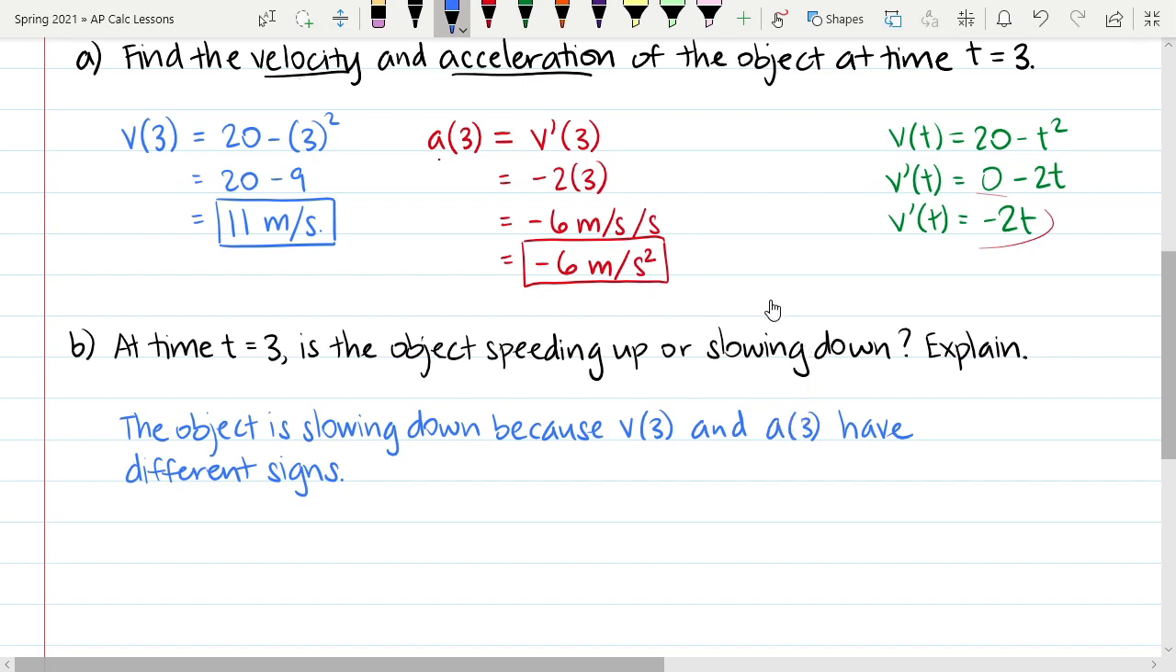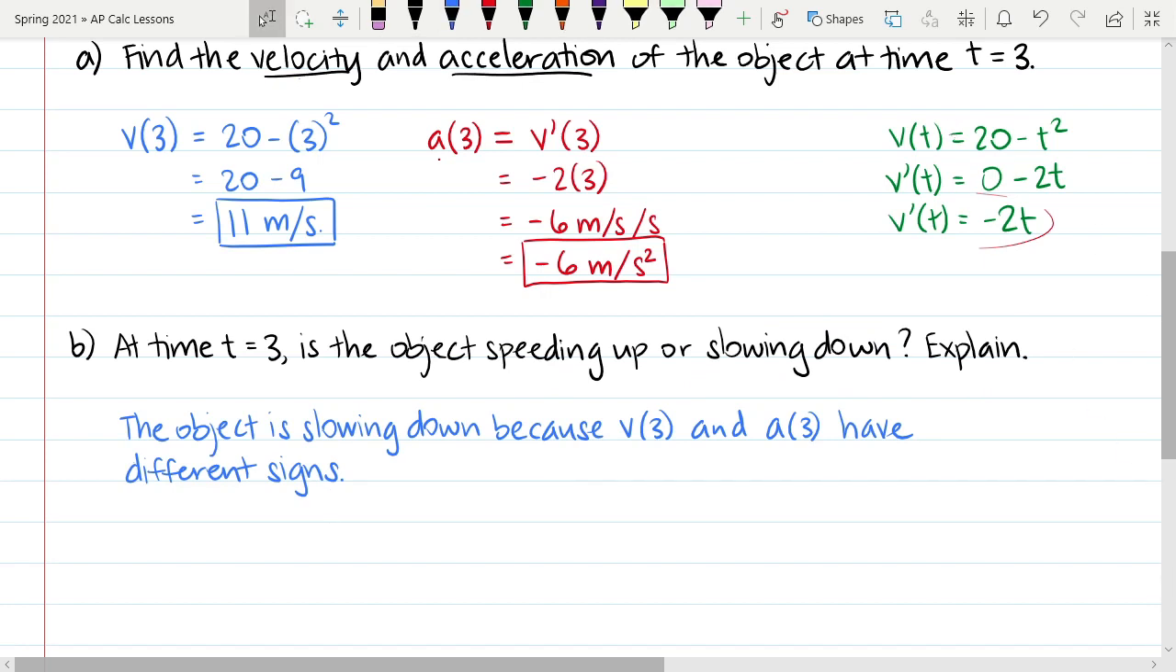Now, sometimes people do get thrown off by that a little bit. They're thinking, but if they're negative, doesn't that mean it's slowing down? Not if they are both negative. Again, as long as the signs are the same, then the object would be speeding up. If the signs of acceleration and velocity are different, like they are here, then the object must be slowing down.